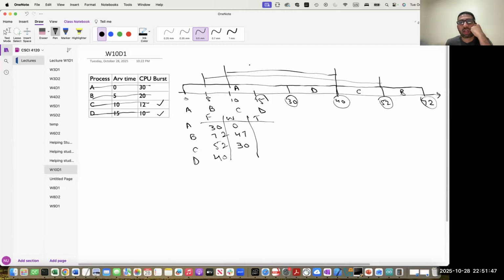And D arrived at 15 and started executing at 30. So 30 minus 15, 15.